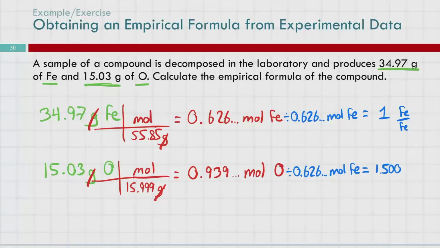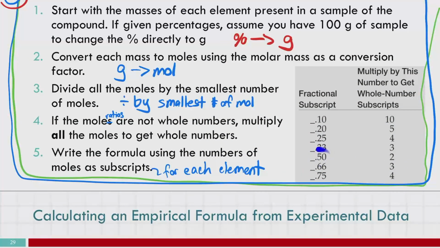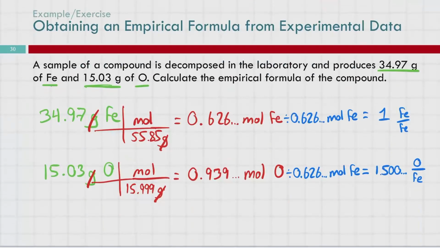So 1.500 dot, dot, dot, and this is oxygen per Fe. Are these numbers close enough that we can round? No, we are not close enough that we can round. But 1.500 is very close to 1.5. If we have a 0.5 at the end, how could we get rid of that? By multiplying by 2. If we needed to, we could refer back to our table. If it ends in 0.50, multiply everything by 2. That'll give us whole numbers.